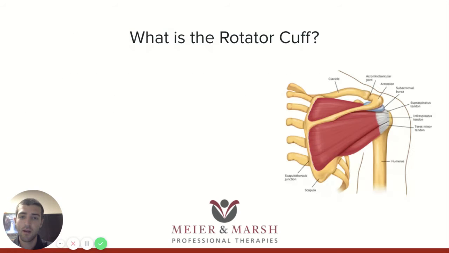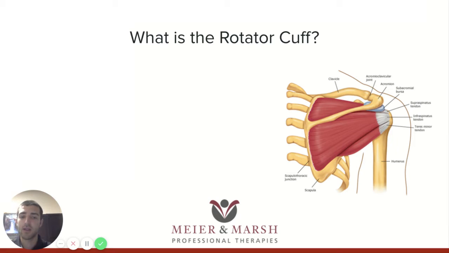Let's just start with a little bit of anatomy, and I want to start with the rotator cuff because I think it's one of the most misunderstood tissues in the body. So when we talk about the rotator cuff, most people think that the rotator cuff is an elastic band or this solid tissue in the shoulder. But it's actually a lot more dynamic than that.